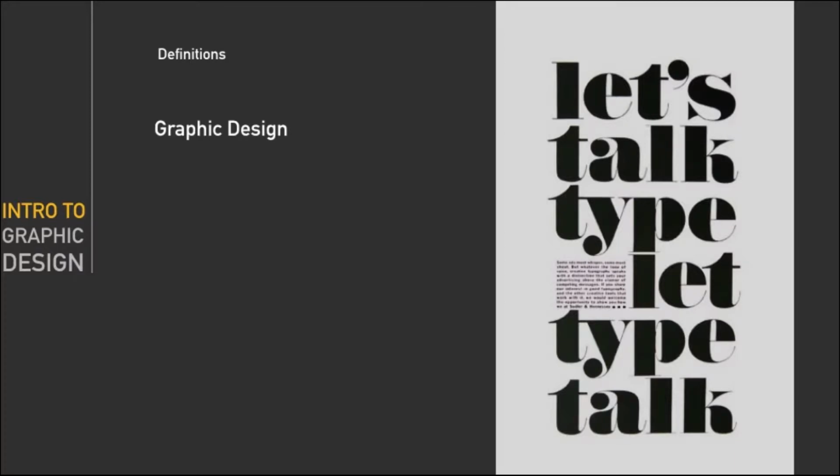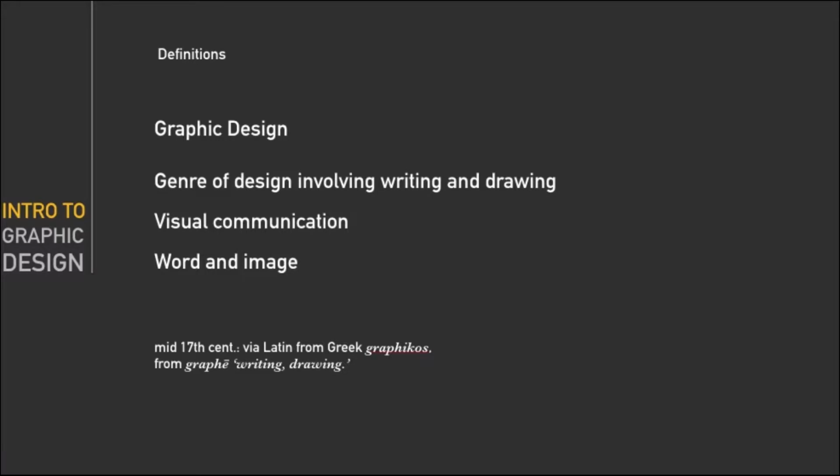Graphic design specifically is involved with the ideas of writing and drawing. So it's specifically visual communication using words and images. The word graphic comes from the Greek graphikos or graphe, meaning to write or to draw. So it involves everything that is understood as visual communication. There are subcategories of graphic design, such as web design, certain types of user experience design, architectural graphics. Graphic design as a whole deals with word and image either separately or in combination.